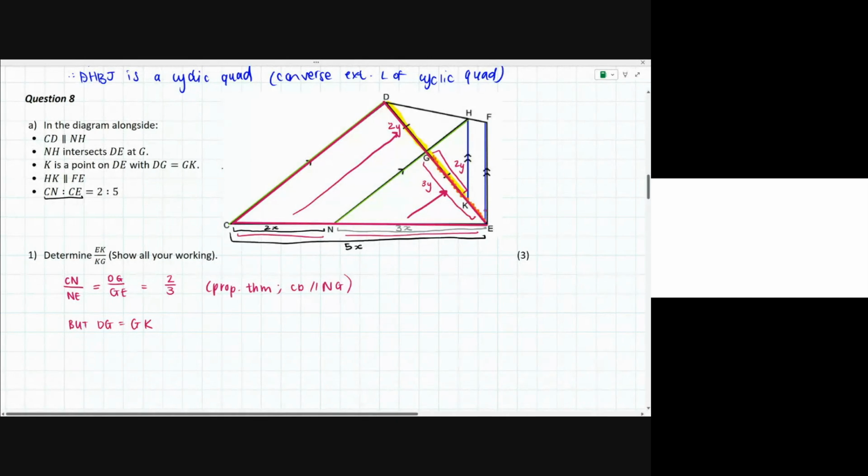And so that therefore means that when I want this ratio of EK over KG, I have the 2y, which is KG, and EK, because this whole thing represents 3y, must be y. And I can therefore set up my ratio for what I'm looking for. And so therefore, EK over KG is equal to 1/2.